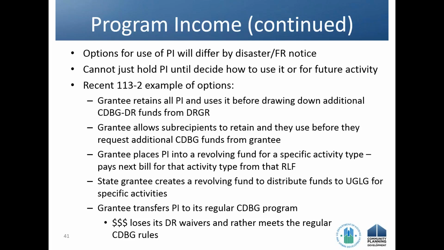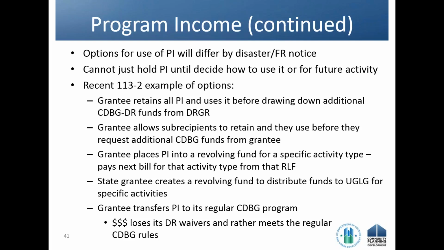You could also allow your subrecipients to keep the program income. So rather than making the subrecipients pay it back to you, you let the subrecipient keep it, and they have to spend it before they can draw any more money from you. So let's say you let your state and you allow the city to keep the program income. The city can't do a new draw request until it has spent the program income it had on hand, but other cities and the rest of the state can keep on drawing.